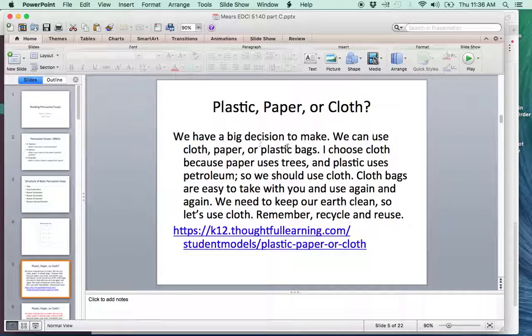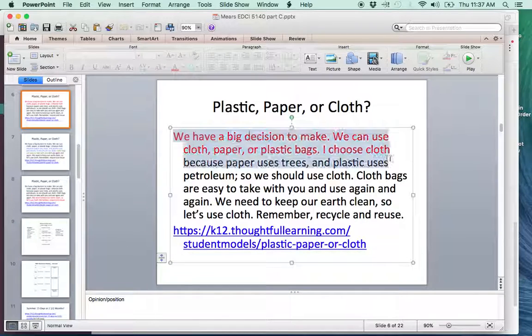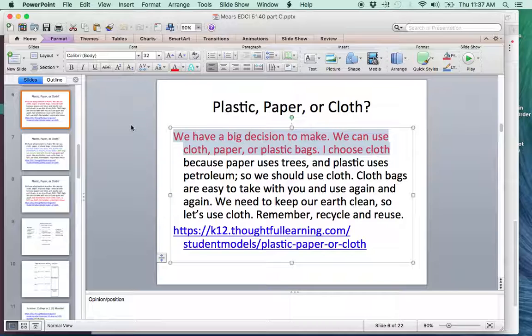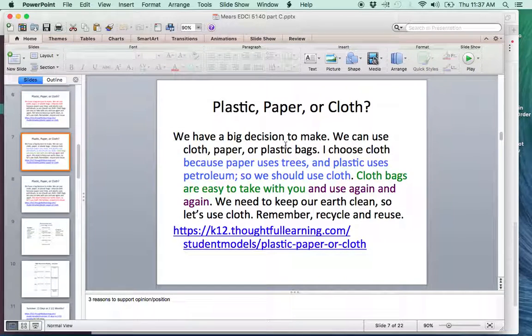We have a big decision to make. We can use cloth, paper, or plastic bags. I choose cloth because paper uses trees and plastic uses petroleum, so we should use cloth. Cloth bags are easy to take with you and use again and again. We need to keep our earth clean, so let's use cloth. Remember, recycle and reuse.